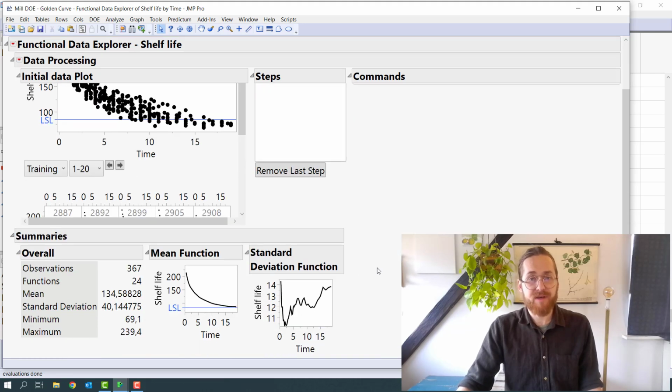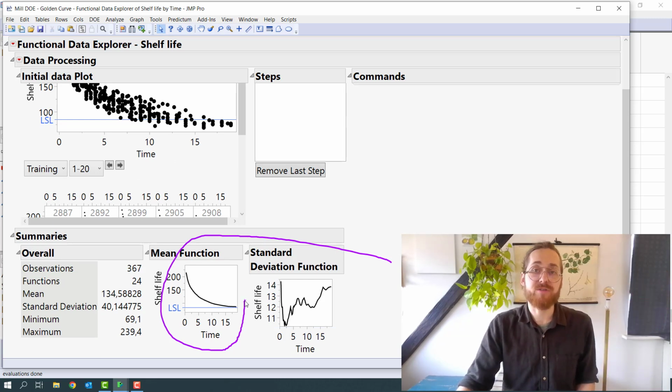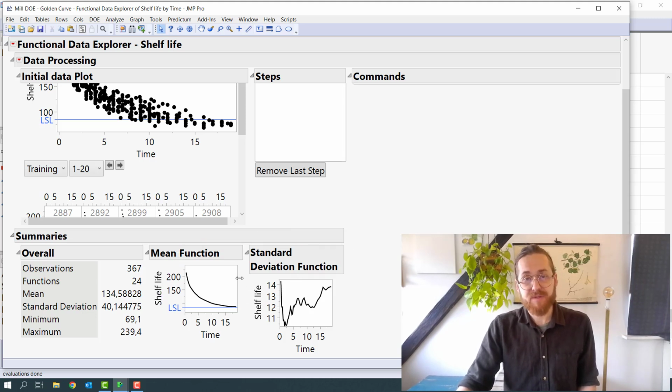Down here, what we can find is the mean function. So it's literally the average function. So we take all the different curves and just mean them. This is what we would get. And here's the standard deviation of that function. And we can see in the beginning, we have a lot of different variation. Then the variation drops dramatically, and then the variation increases over time.